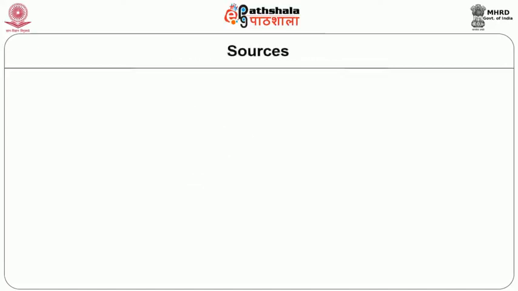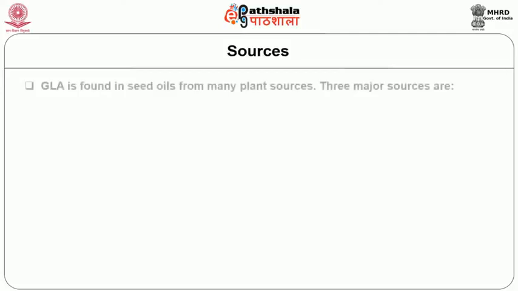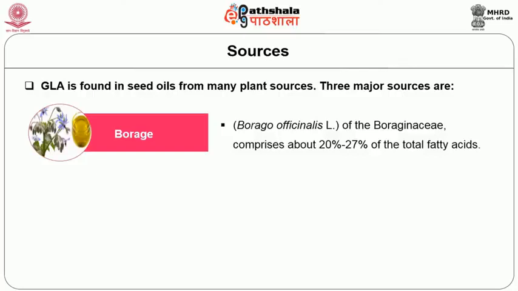So what are the sources of gamma linolenic acid? Gamma linolenic acid is found in seed oils from many plant sources. Now I am describing 3 major sources. The first is borage, Borago officinalis is the botanical name of this plant, of the Boraginaceae family. Gamma linolenic acid comprises about 20 to 27% of the total fatty acids in borage.